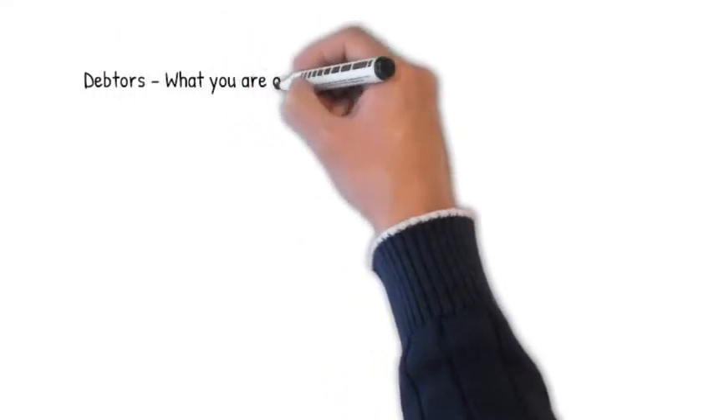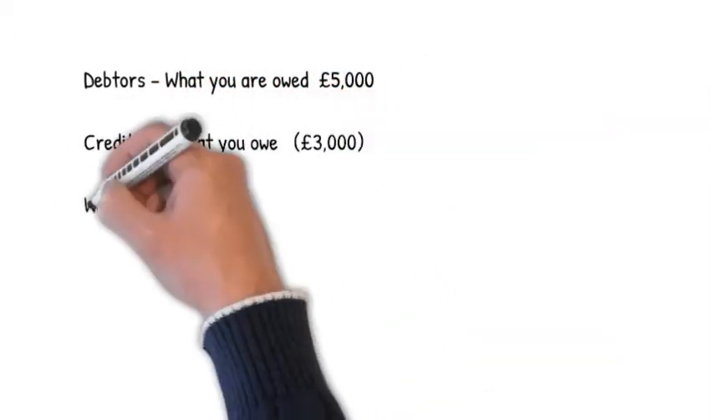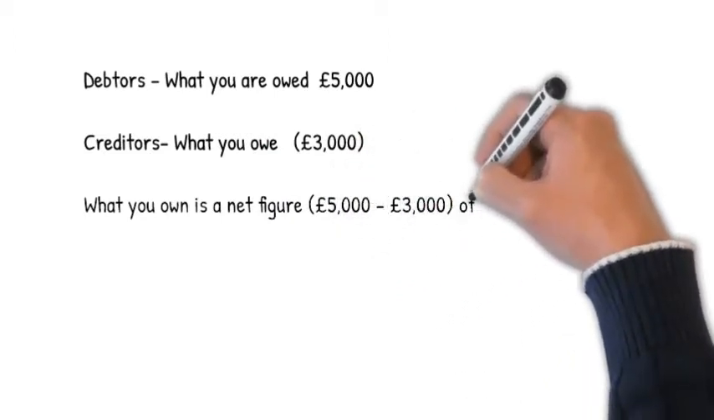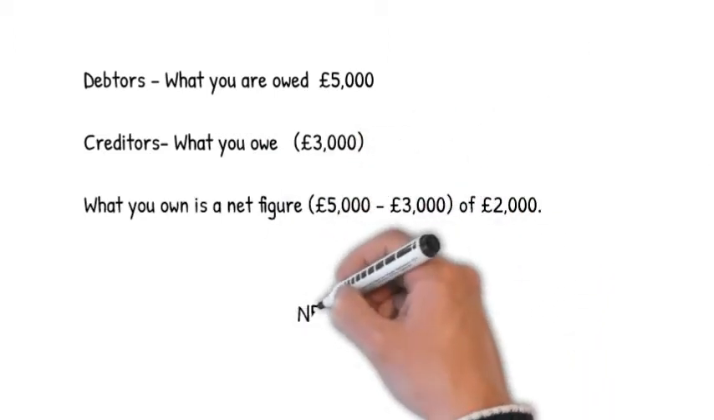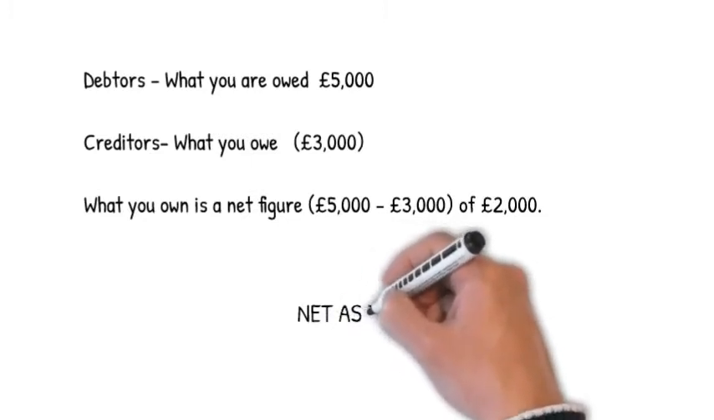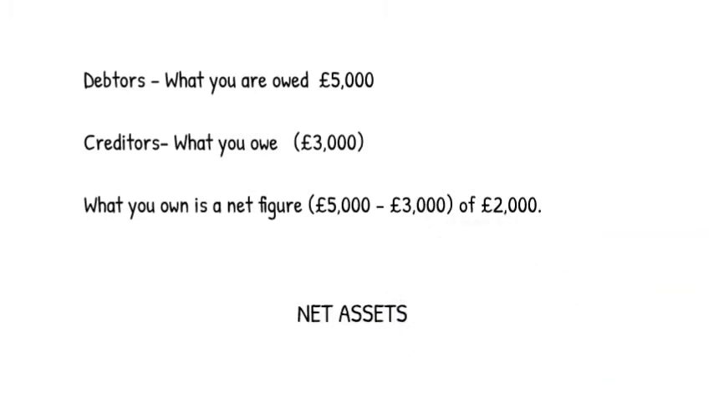So what does your balance sheet look like? Well, you have debtors, because that's what you're owed, and creditors, what you owe. What you own as a business is the net figure, the 5 minus the 3, which leaves you with £2,000. This is known as net assets. This now balances with your P&L, as your P&L shows that you've had £2,000 profit.